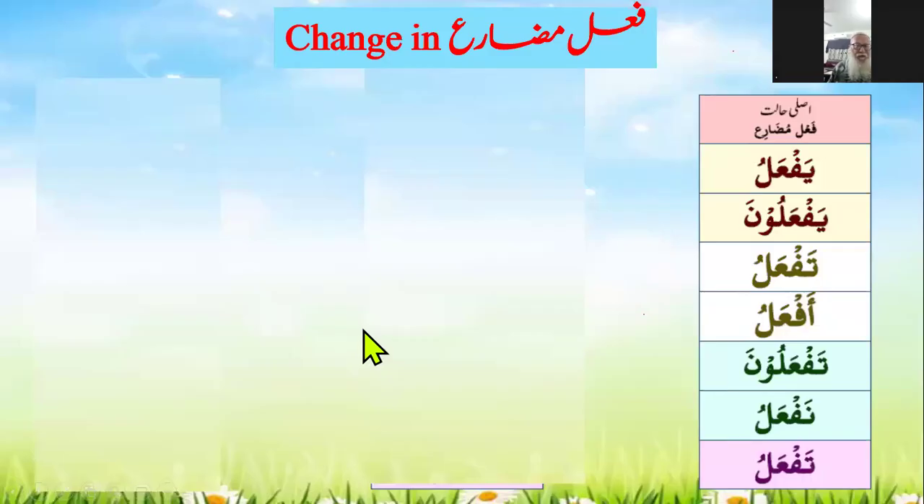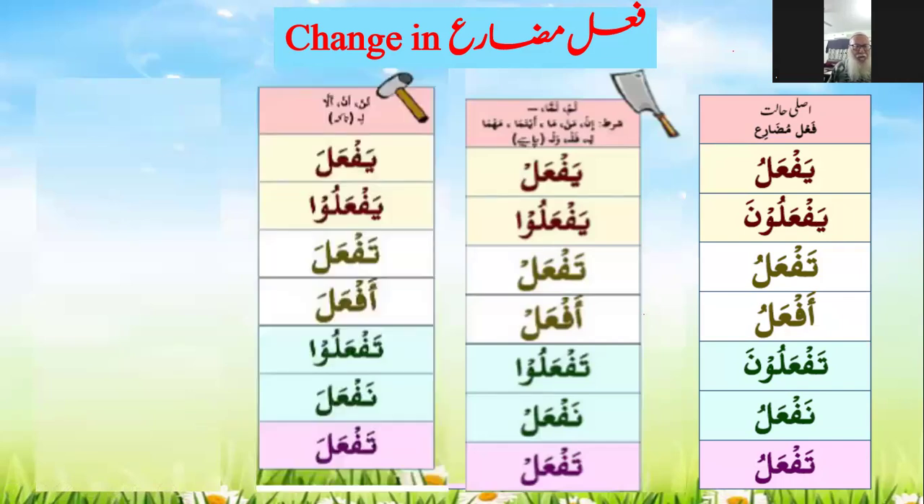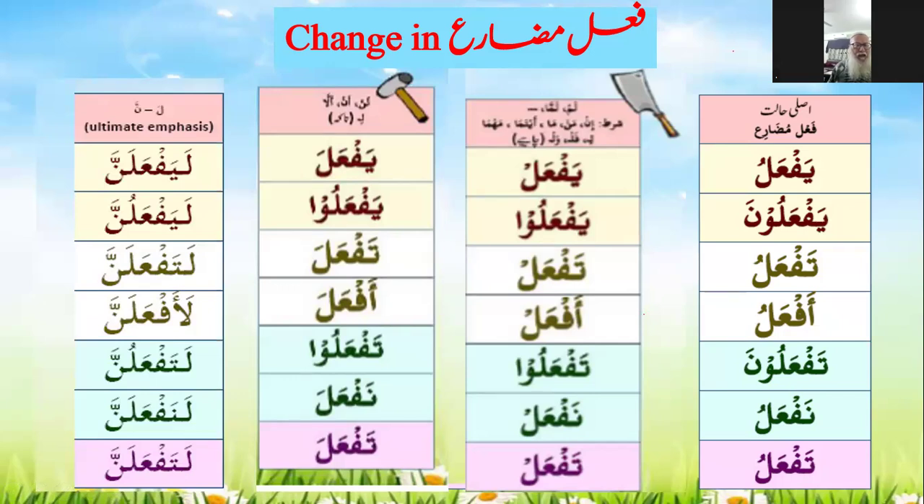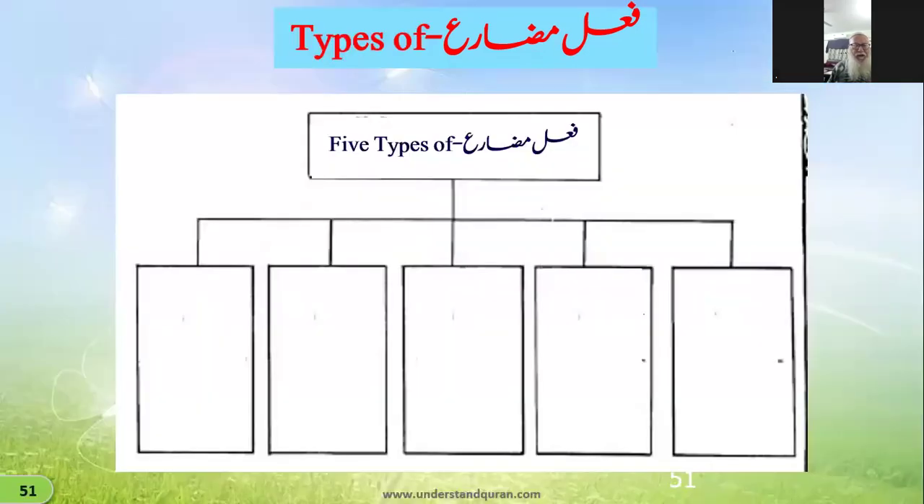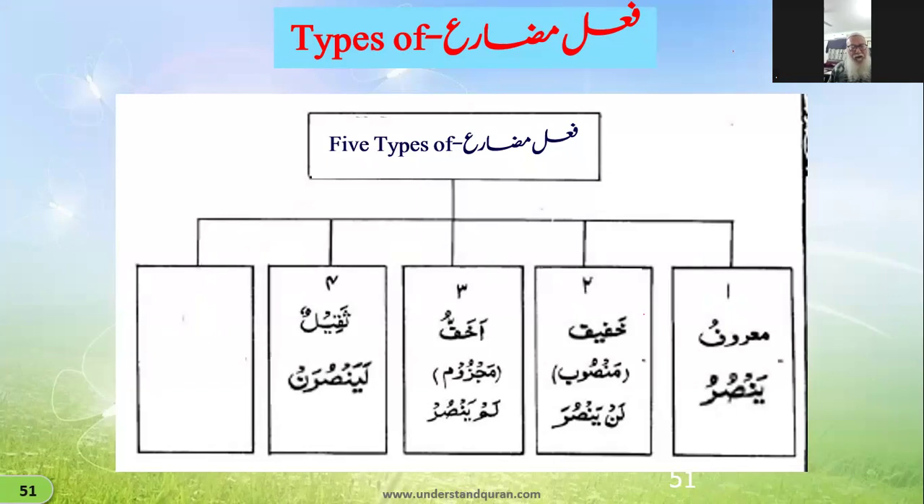Then we saw the 4 states of the mudare. Mudare may be marfu', it may be majzum, it may be mansub, it may be with lam taqi. Then we saw a 5th one. Marfu', example yansuru, khafif, except mansub, meaning lan yansura, akhaf, meaning majzum, meaning lam yansur, and thaqil, meaning heavy, la yansuran, and athqal, meaning more heavy, la yansuran. So these are the 5 types of mudare which come.